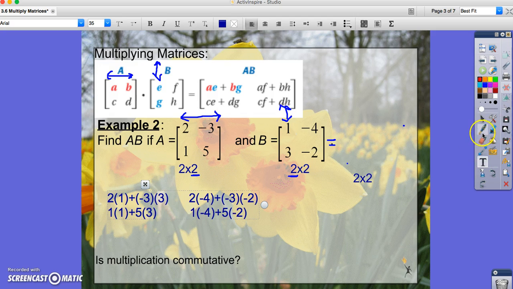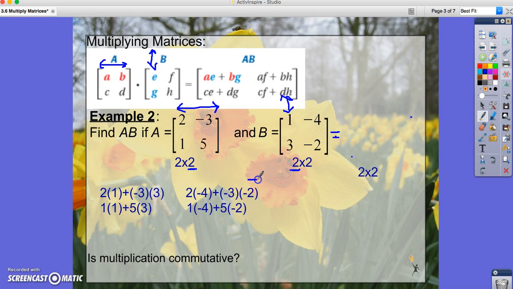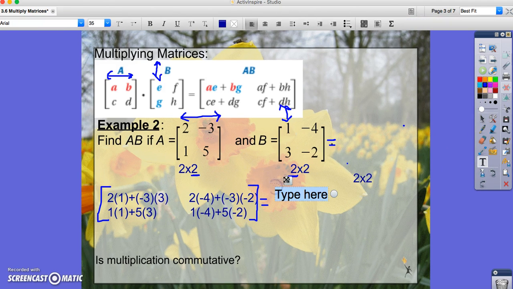Now this is my matrix. I gotta simplify them. It's a 2 by 2, so I'll get my numbers in the end, 4 numbers. But let's simplify first by multiplying. So the top left is 2 minus 9. The top right is -8 plus 6. Bottom left is 1 plus 15. Bottom right, -4 minus 10.